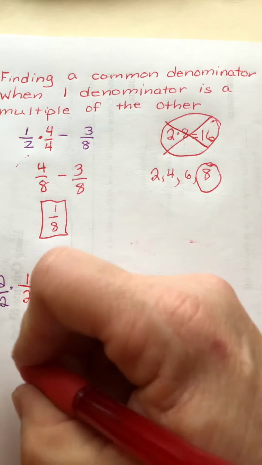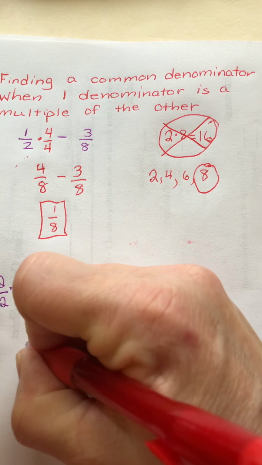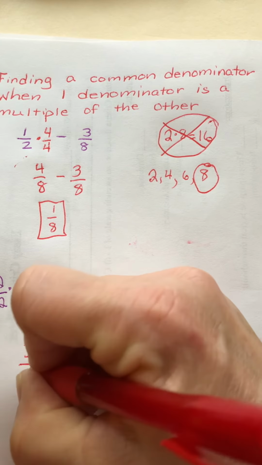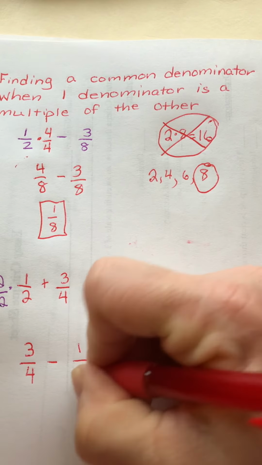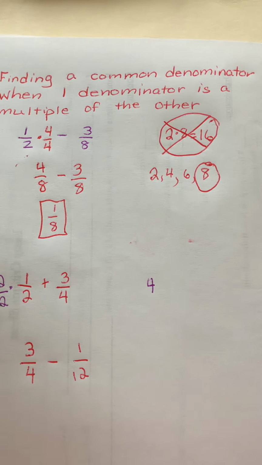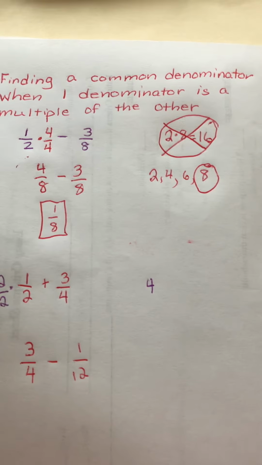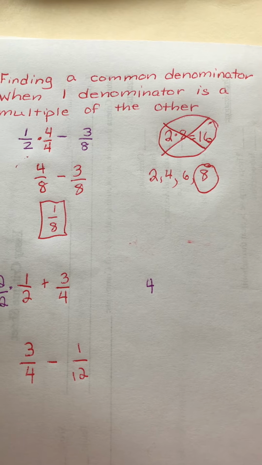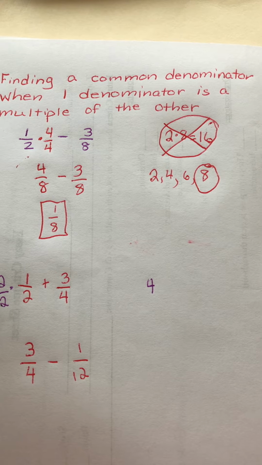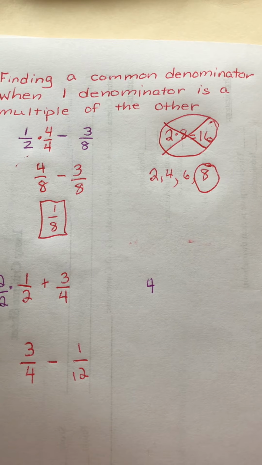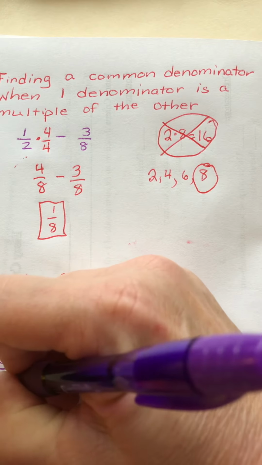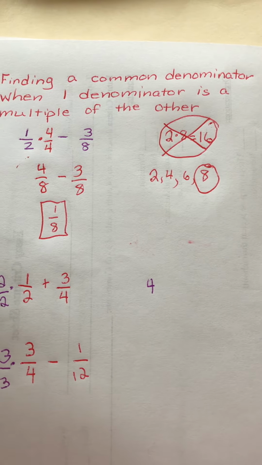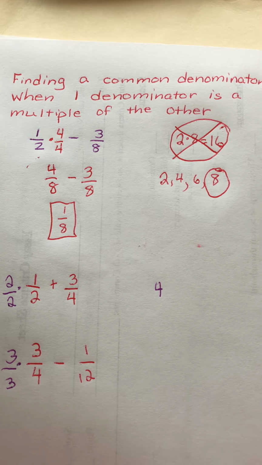How about 3/4 minus 1/12? Well, do you really want to multiply 4 times 12 to get 48? Why don't we multiply 4 times 3 and get 12ths as our common denominator?